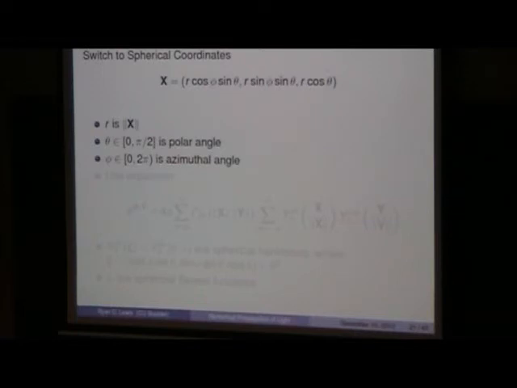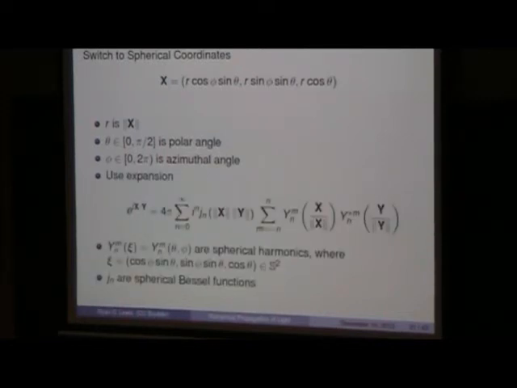So the first thing to do is to switch to spherical coordinates. So now I've represented this three-dimensional vector x by its magnitude r, its polar angle theta, and its azimuthal angle phi. And then we make use of this expansion, e to the i x dot y, where x and y are three-dimensional vectors. And you can express that as this sum involving the spherical Bessel functions and the spherical harmonics.